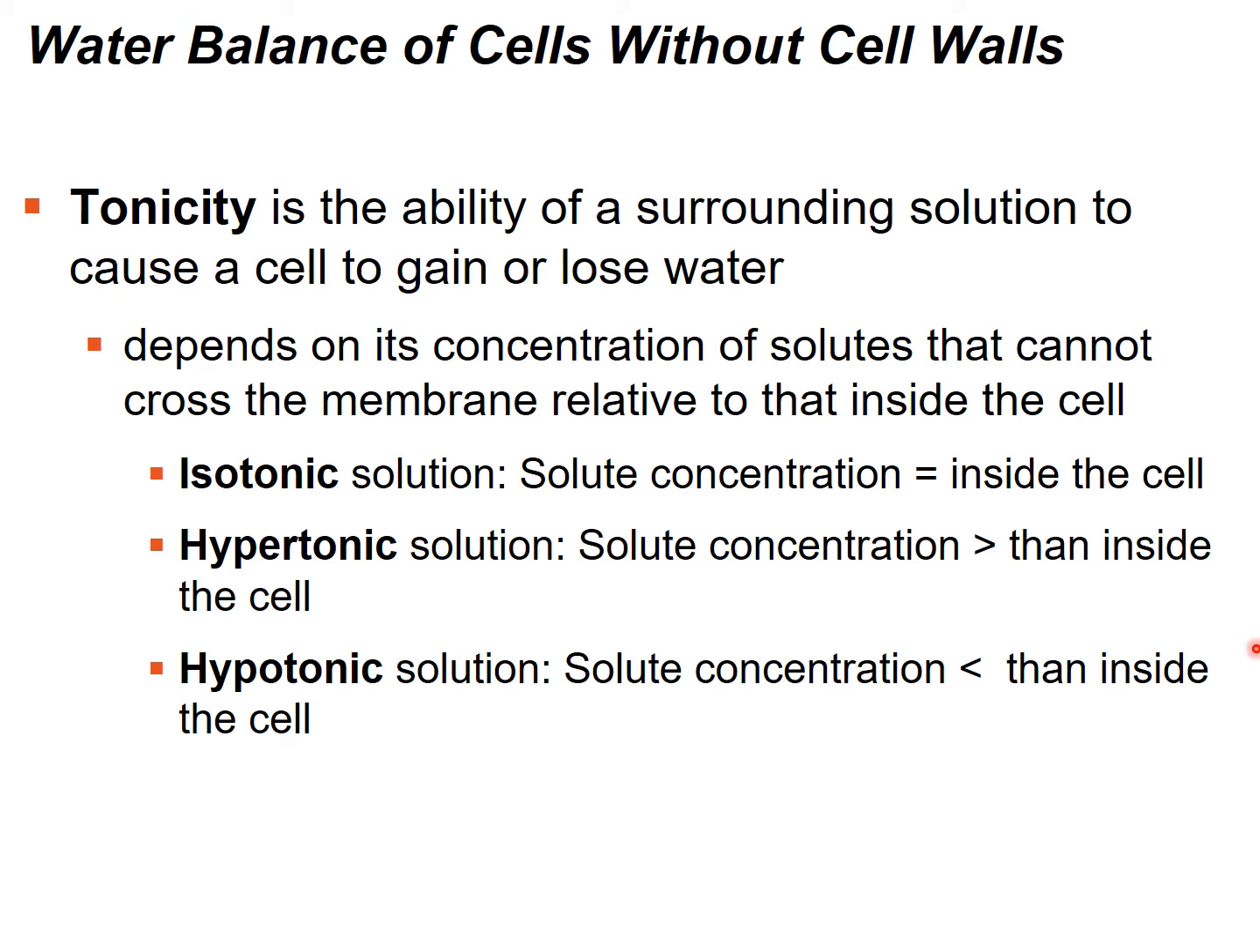So there are terms for this. An isotonic solution is a solution in which the solute concentration is equal to the solute concentration inside the cell. A hypertonic solution is a solution that has a greater solute concentration than inside the cell. And a hypotonic solution is a solution that has a concentration of solute that's less than that of the cell. Let's look at what happens to different types of cells in each of these conditions.